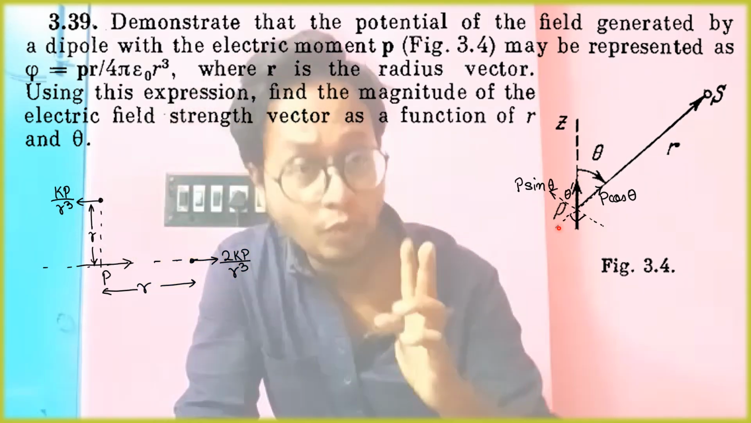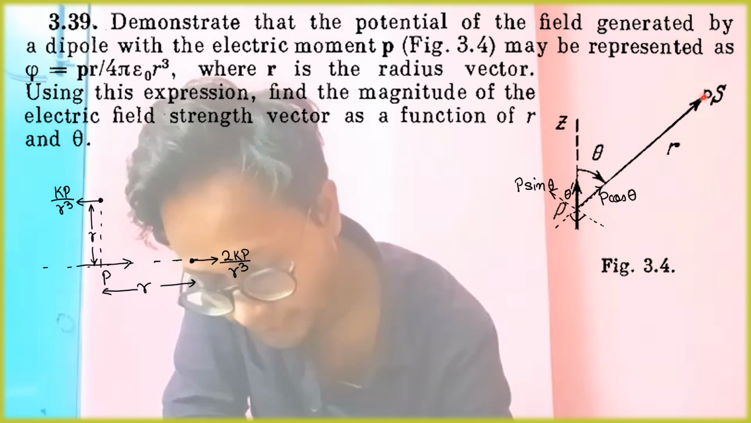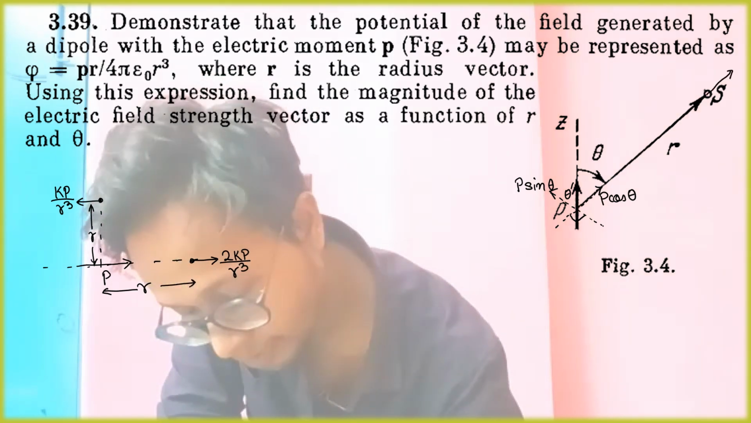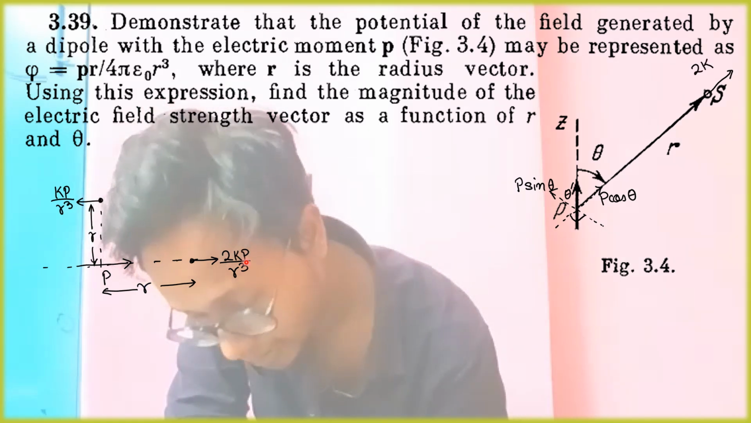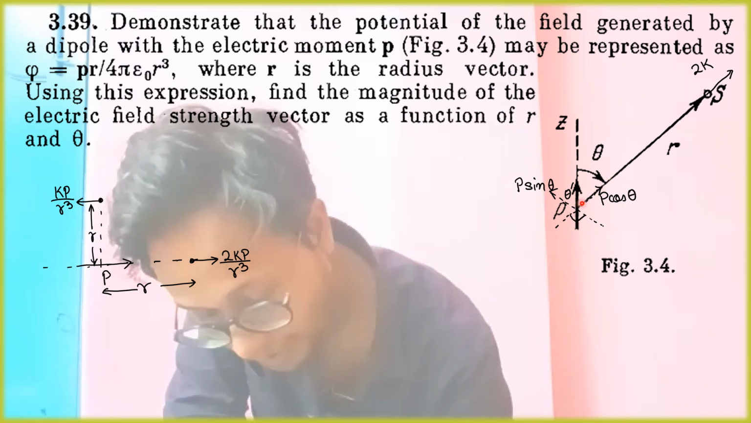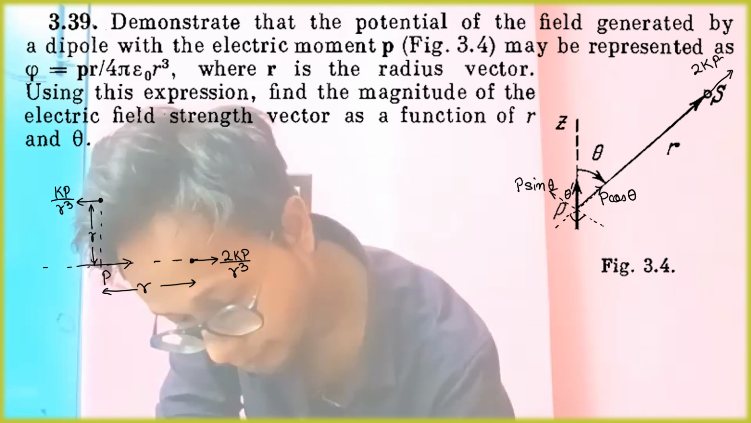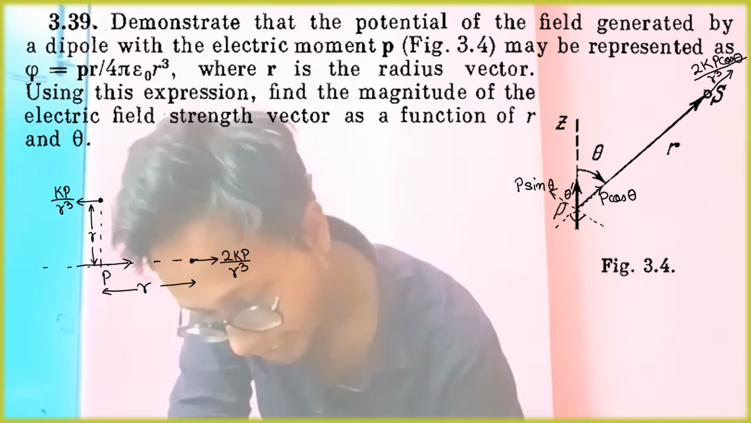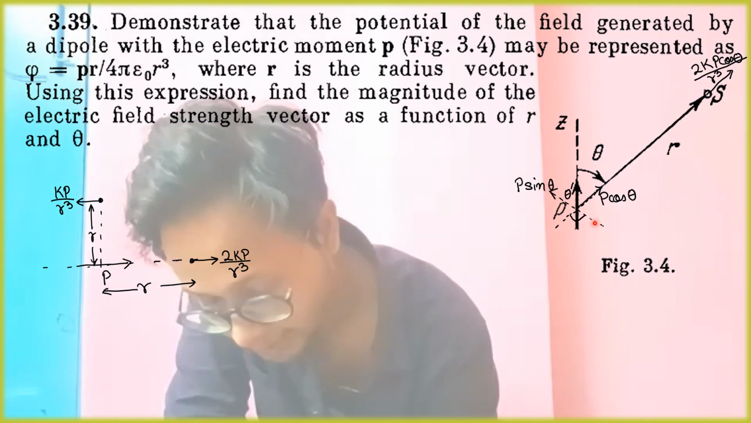Now you've got two dipoles. For the first dipole, I have to find out the electric field at the axial position at distance r. So what is the electric field at the axial position at distance r? 2k times the dipole. What is the value of the dipole here? P cos theta. So 2kP cos theta by r cube, and there would be one more electric field generated due to this dipole, which is P sin theta.